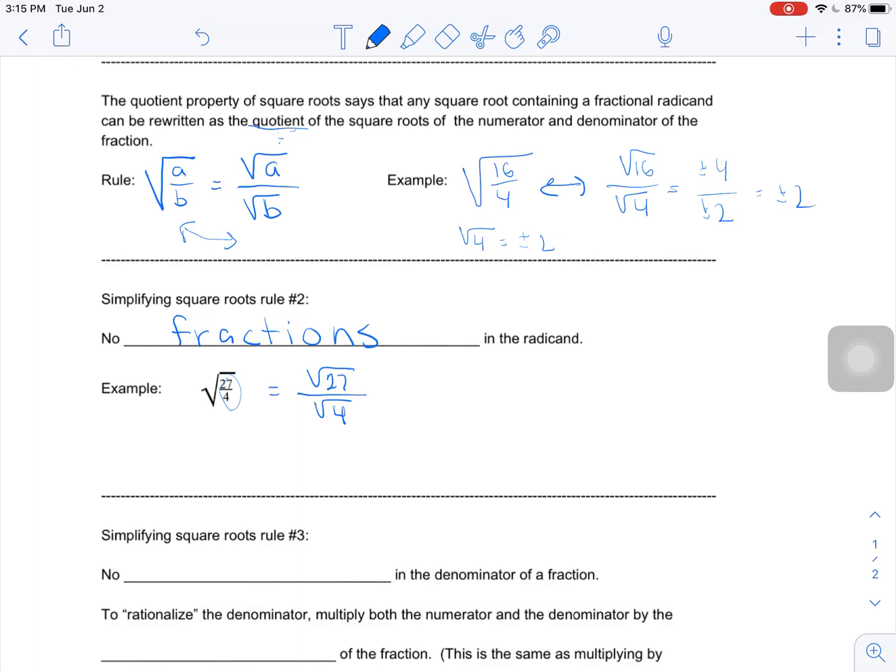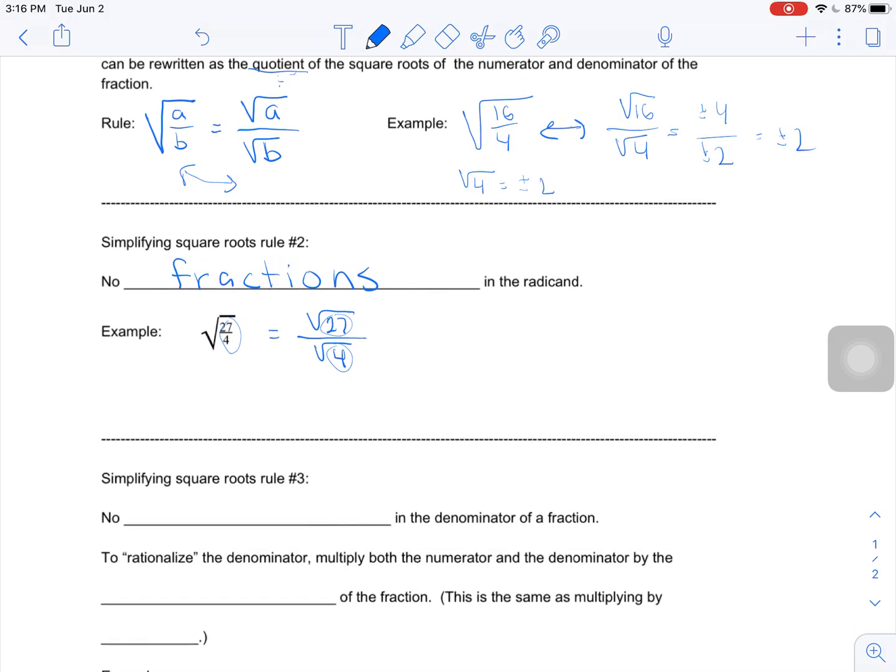But we can't forget about rule number 1 from the last lesson, which is no perfect square factors in the radicand. So once I've solved the problem of having a fraction under the square root symbol, now I need to make sure that I don't have any perfect square factors that I can pull out. I now have two different radicands that I have to check, because we don't want to violate rule number 1 from the last lesson either.